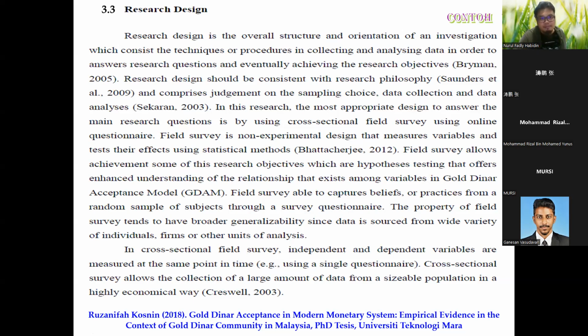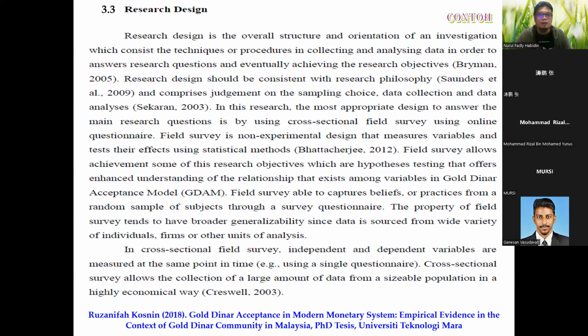This one is based on Bryman 2005. Bryman is also a suitable scholar for management and business researchers. Research design should be consistent, that's another point. Research design should be consistent with the research philosophy. That's why today we hope we can also cover research philosophy, because we need to know our research philosophy, such as positivism, interpretivism, pragmatism, before we know how to collect data, how to choose a sampling, and how to analyze.